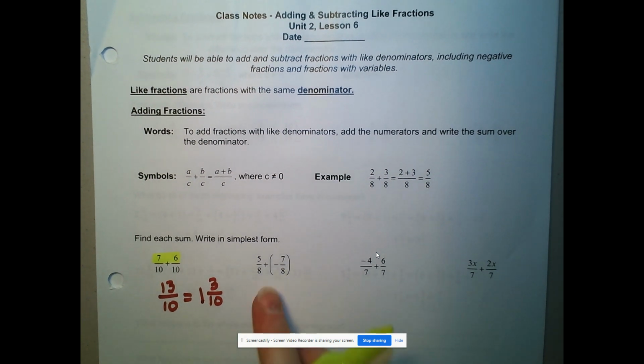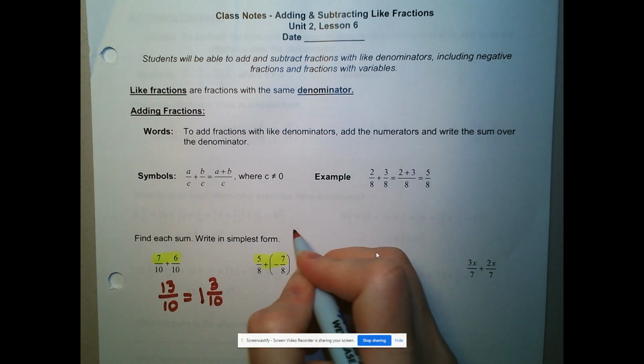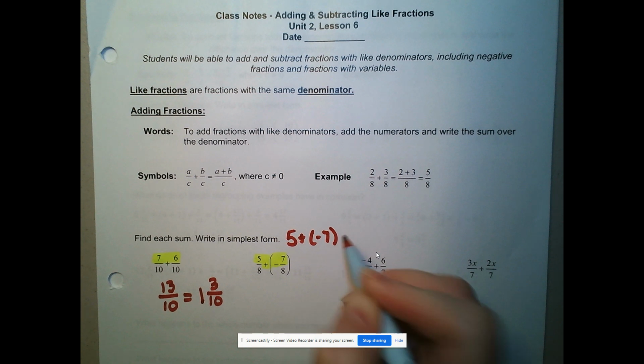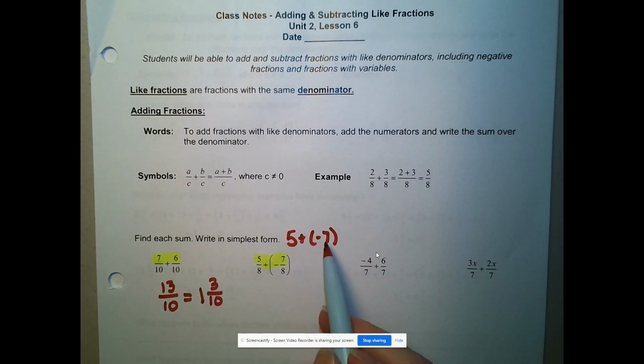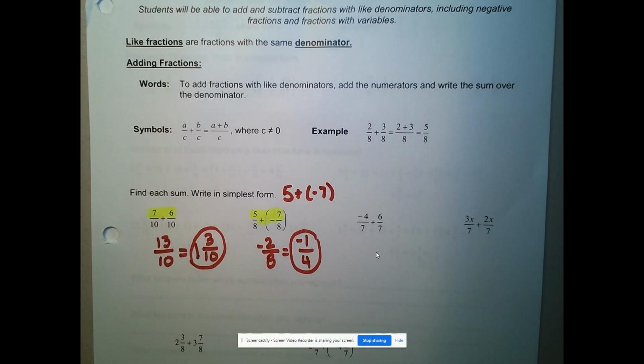All right, now let's look at another one. This one has a negative in it. If we have 5/8, so we have 5 things that are each worth an eighth, plus negative 7/8, we have negative 7 of something worth an eighth, we have to add 5 plus negative 7. Those two numbers have different signs, so we find their difference, which is 2, and more negatives. So it's negative 2/8, and in lowest terms, negative 1/4. If you ever have multiple steps, it might help to put the final answer in a little circle or oval there.